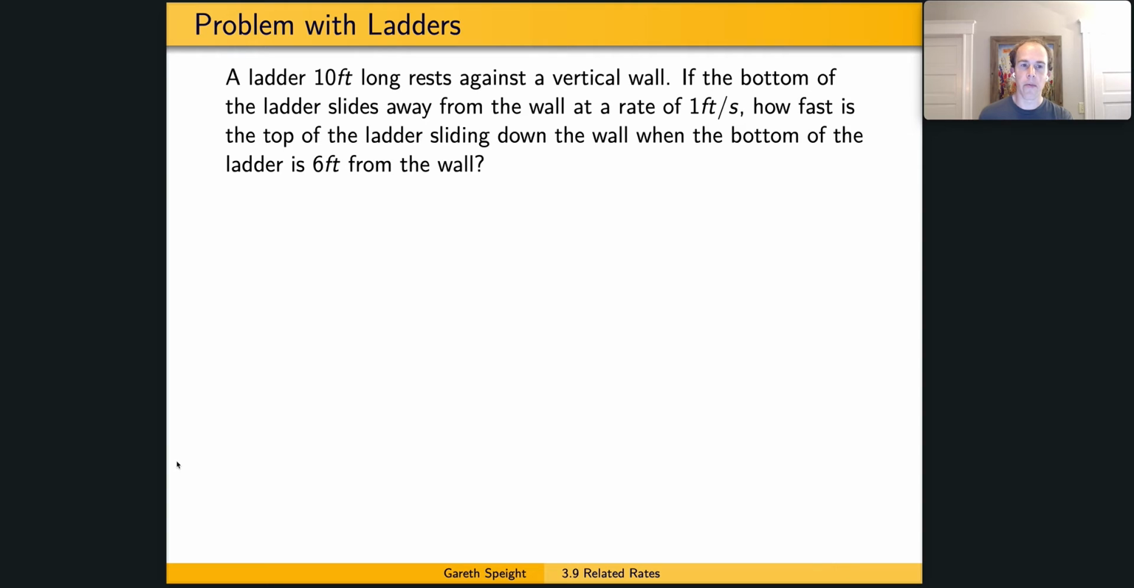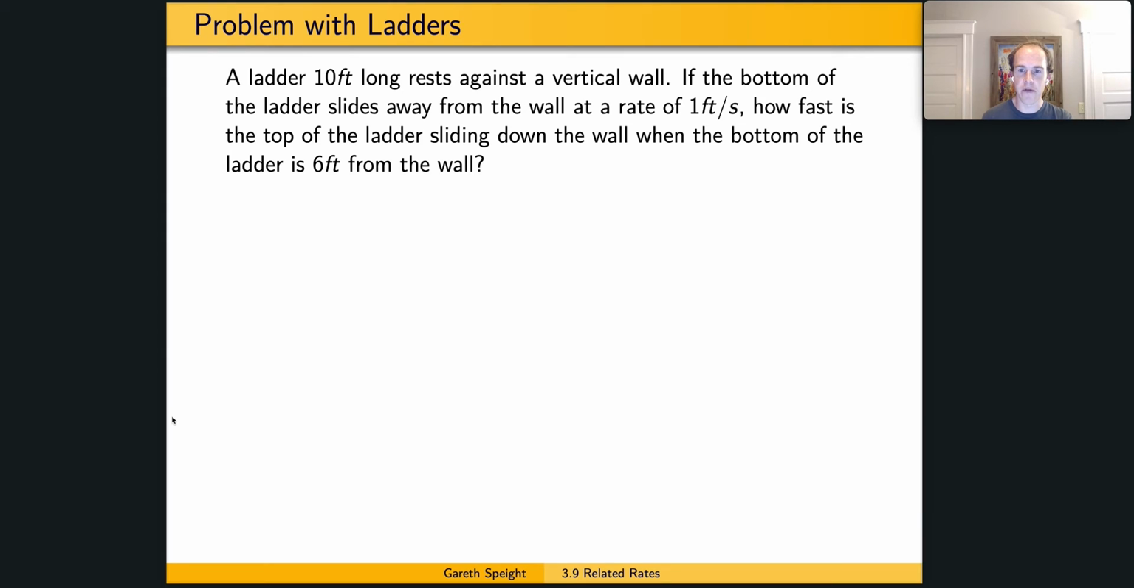So let's look now at a problem with ladders. So these are typically challenging, but if we follow the same steps, we can get through it. So we have a ladder which is 10 feet long, and it rests against a vertical wall. And the bottom of the ladder slides away from the wall at a rate of 1 foot per second. We want to know how fast the top of the ladder is sliding down the wall when the bottom of the ladder is 6 feet from the wall.